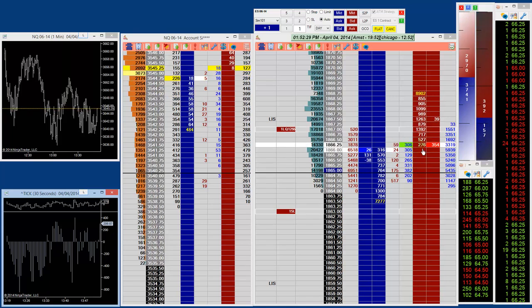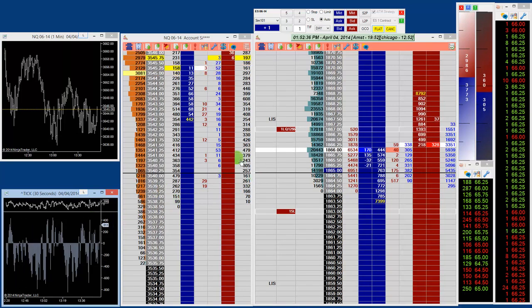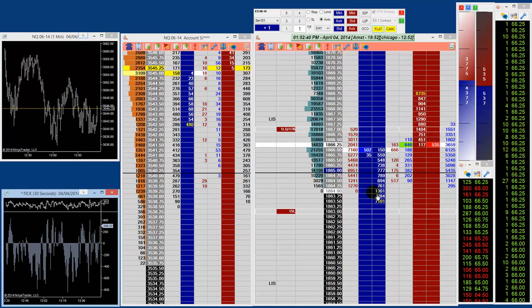Is there any reason to use it on 30 seconds? Not really. I just kind of squash it up and it just looks nice. Okay, so we're kind of moving up. We're moving through this thick area. The 1300 is still where it is. Let's just see what the sellers are doing.